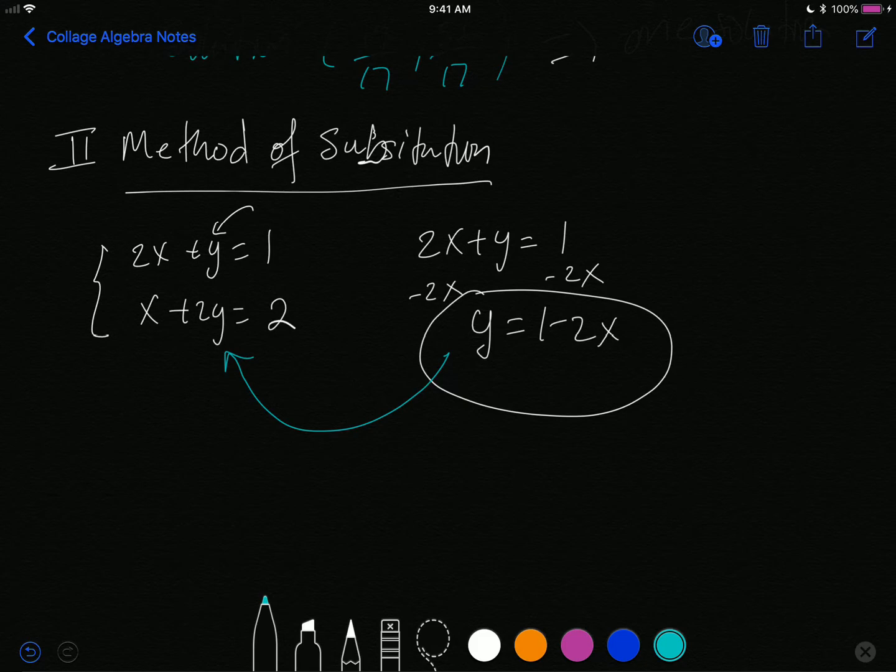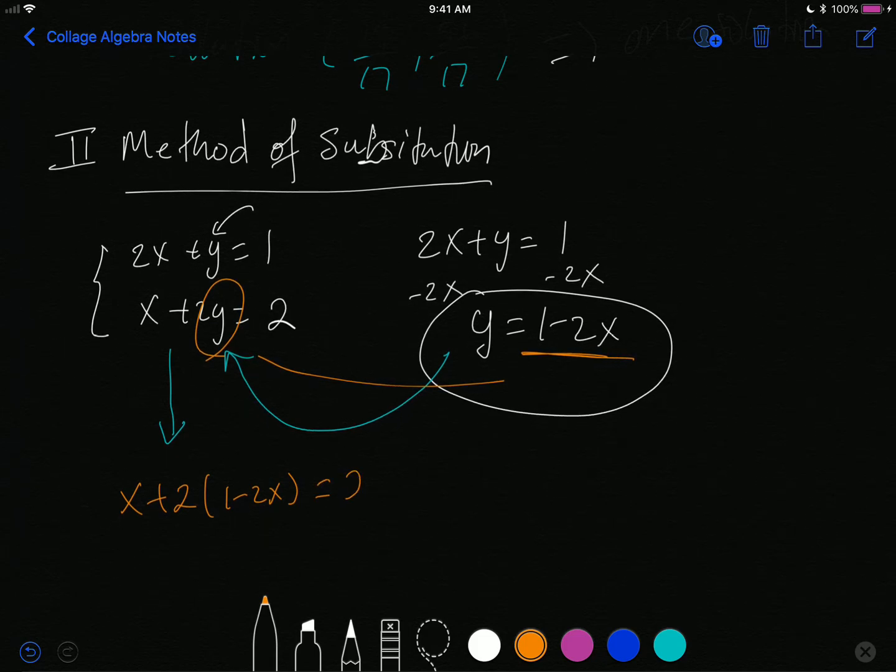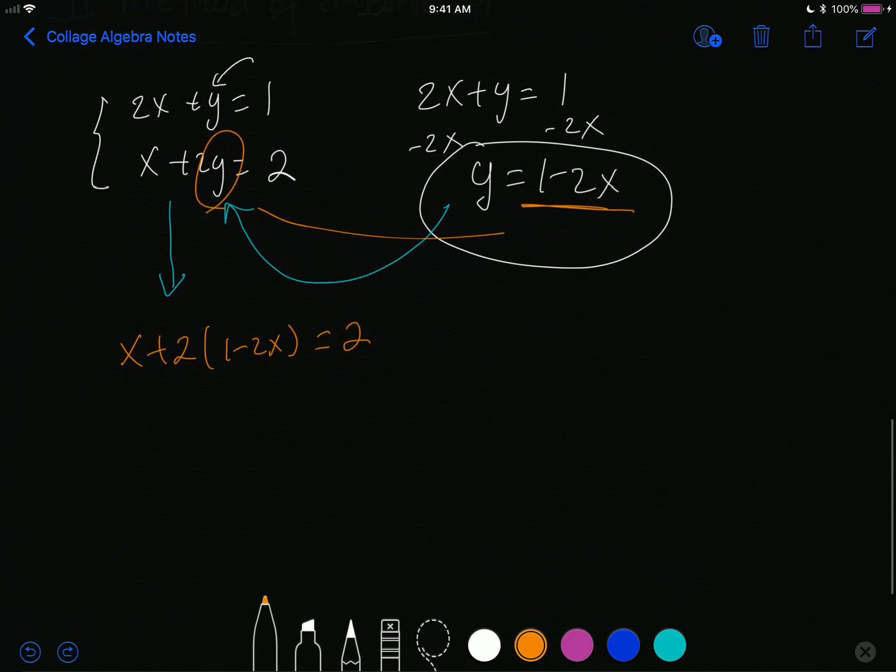And so what that means is that my second equation becomes x plus 2, but instead of writing y, I write 1 minus 2x. And of course, that equals 2. I distribute and I solve. If I look very carefully, you'll notice I only have x's in my equation. I have substituted for y, and so now the y is gone. And so then I can solve my equation.